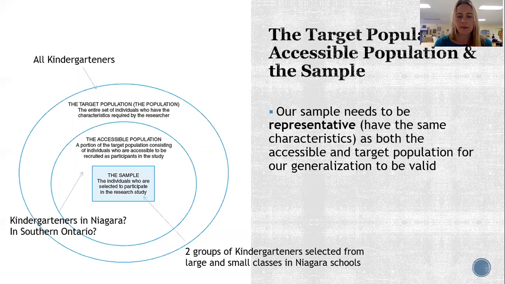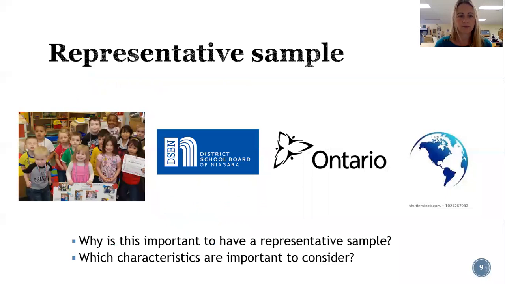You can see our sample is embedded in that. So maybe we would select two groups of kindergarteners from large and small classes in Niagara schools. So you can see that our sample is embedded in both the accessible and the target population. We want to have our sample share features that are in the target population and the accessible population in order for our results to generalize.